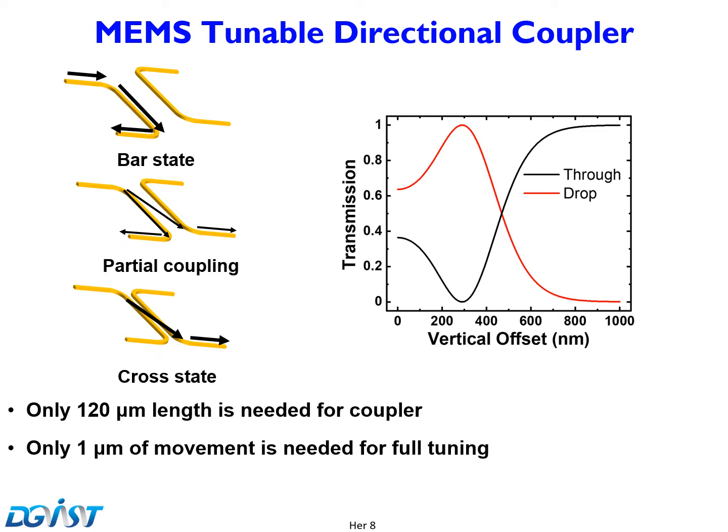The right figure shows the simulated response of the tunable coupler with various vertical offsets. As shown in the graph, full coupling tuning from 0 to 100% can be achieved by moving the waveguide 1 micron only. For this design, we have about 120 micron long waveguides, and the width of the waveguide is 450 nanometers.